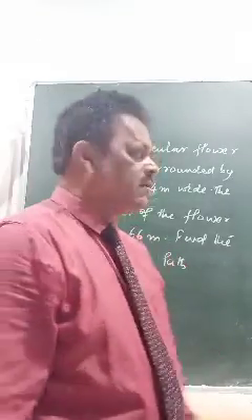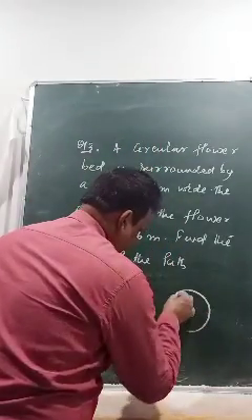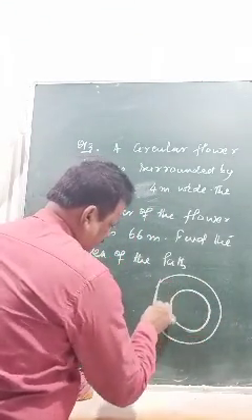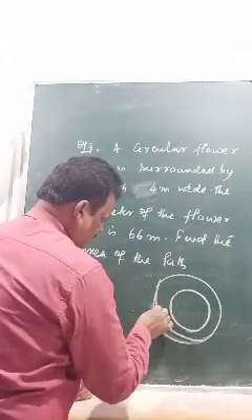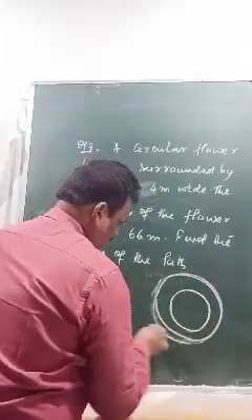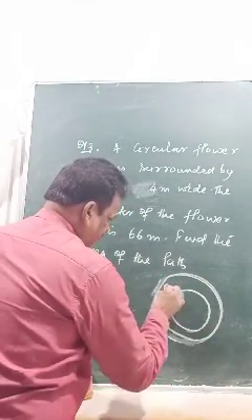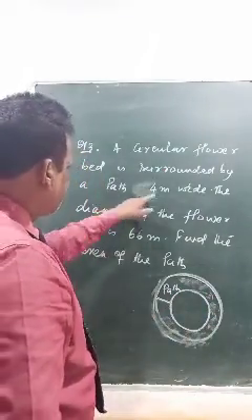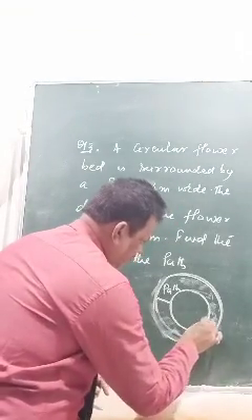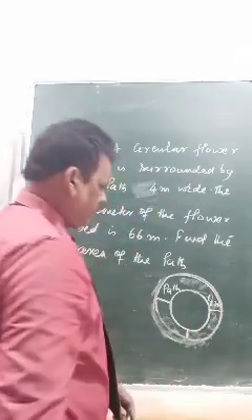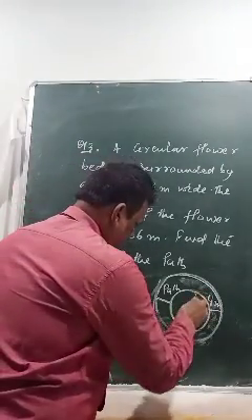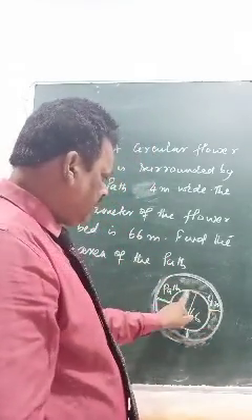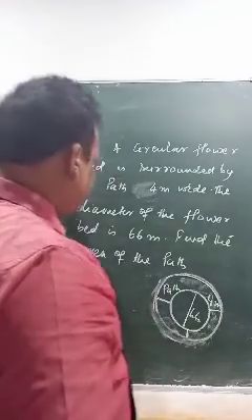Try to understand. First you have a flower bed surrounded by a path. This is your path. This is 4 meter wide. This is 4 meter. Okay. Diameter is given as 66. So path means big circle minus small circle. Okay. Try to understand here.